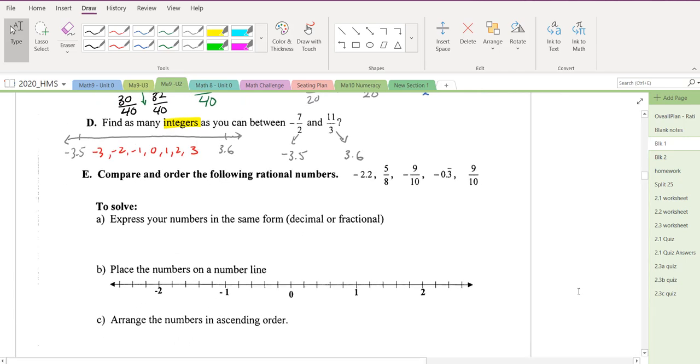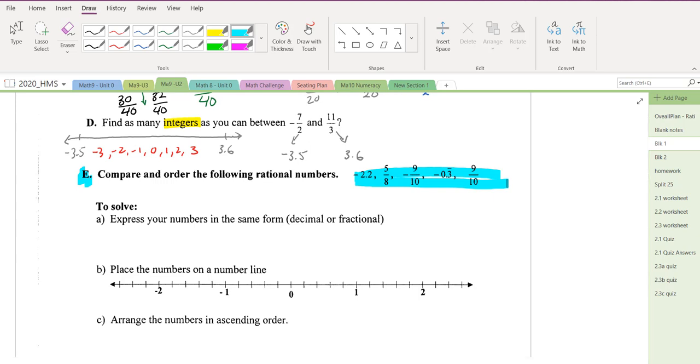And I think the next one is the last question for this morning here. All right. So for E, it says compare and order the following rational numbers. So these numbers here. Order them on the number line here. And so we can either convert everything to fractions or convert everything to decimals in order to accomplish this.